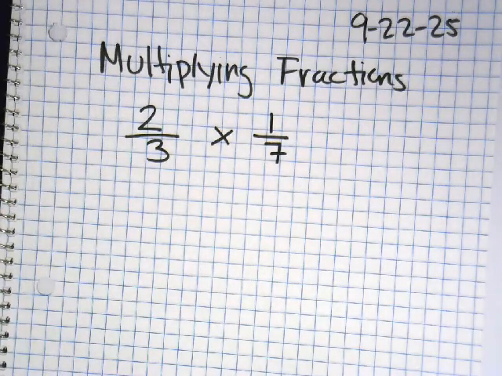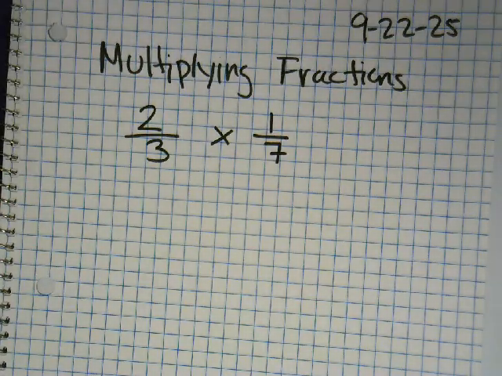All right, let's say I have 2/3 times 1/7. How would you multiply these fractions? What do I have to do? How do I multiply fractions? Who remembers? Who can help us out?